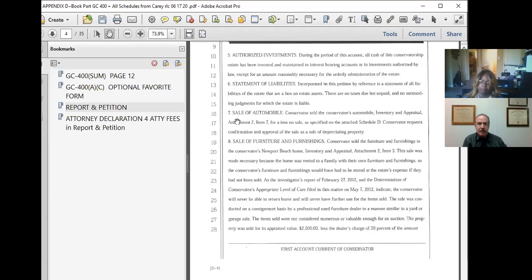Okay, so the next item, remember in the GC 400, Rex went through the sale of the automobile. So this is telling the judge what you did. You're telling him, okay, I sold an automobile. It was on the inventory and appraisal initially, but then I sold it at a loss because nobody wanted it. It was an ugly pink color. So you're being upfront with the judge that you tried your best to get the most you could for the vehicle, but nobody wanted this pink car. So you still had to sell it, and you took a loss.